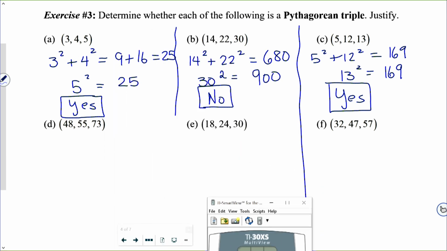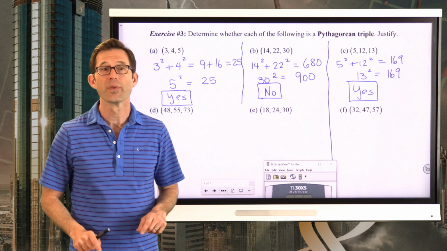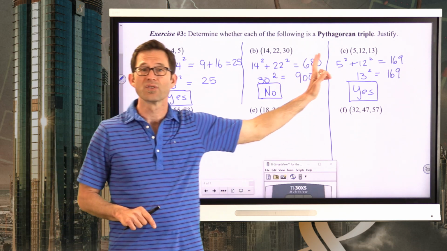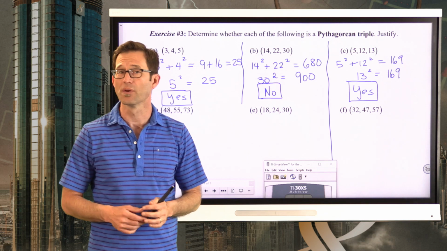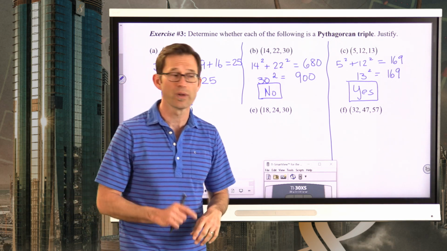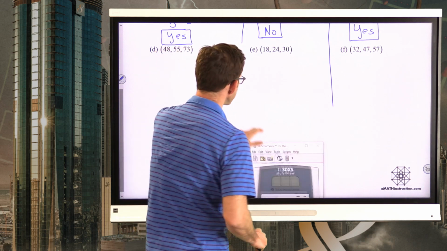Now I mentioned that the most famous Pythagorean triple is probably the 3, 4, 5 triple. The second most famous one is our 5, 12, 13 triple. That one comes up a lot in problems. You'll see it in problems that we do in this unit, but just kind of a warning on that. Now let's look at some with larger numbers.